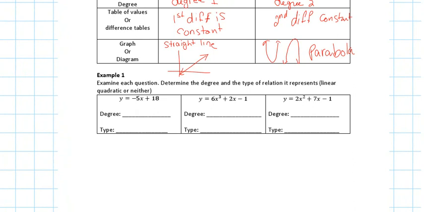So if I'm looking at the first one, what do you say? I have y equals negative 5x plus 18. It's linear, so that's the type. And how do you know it's linear? Degree 1. Exactly.